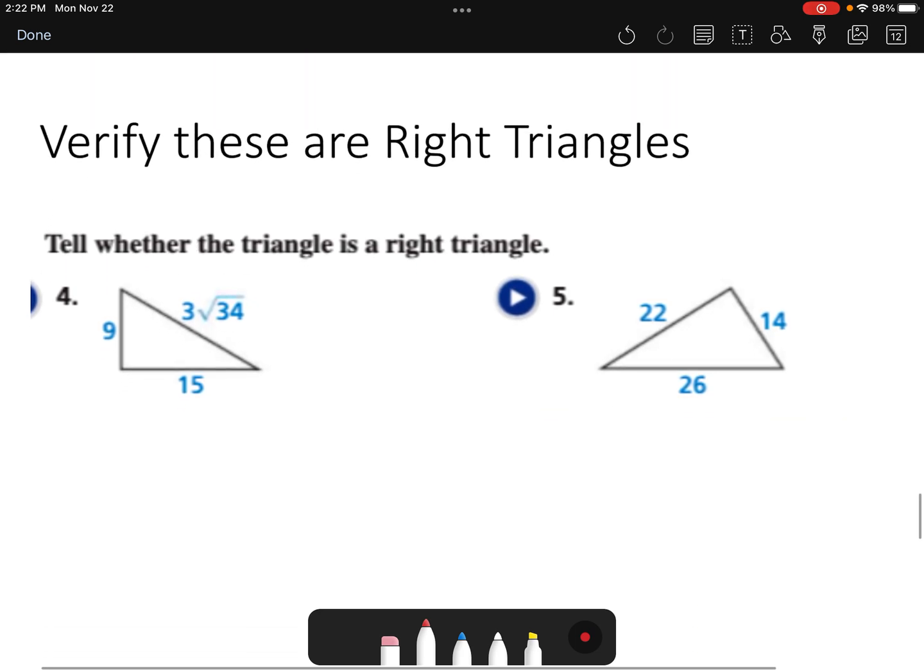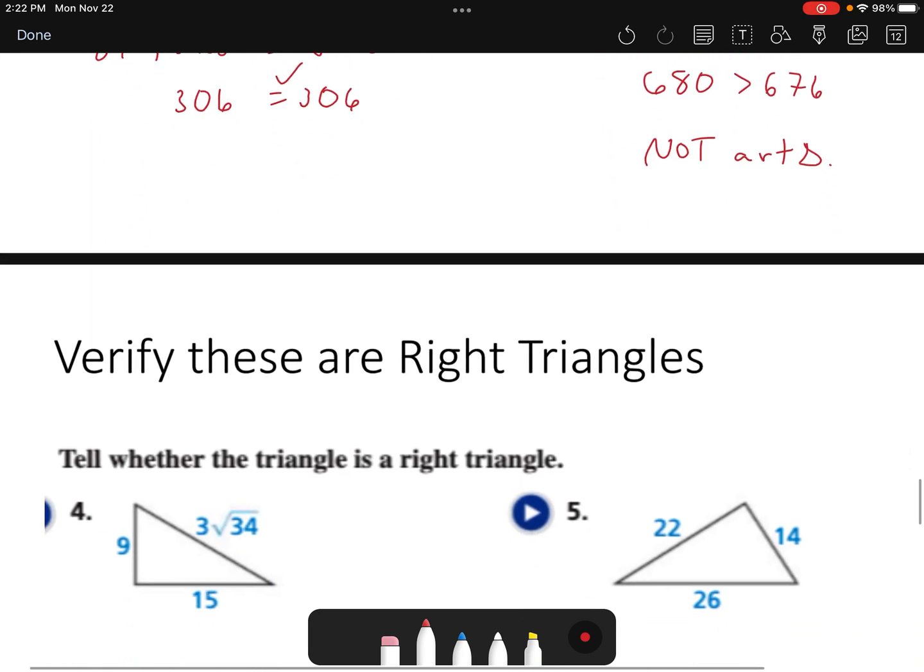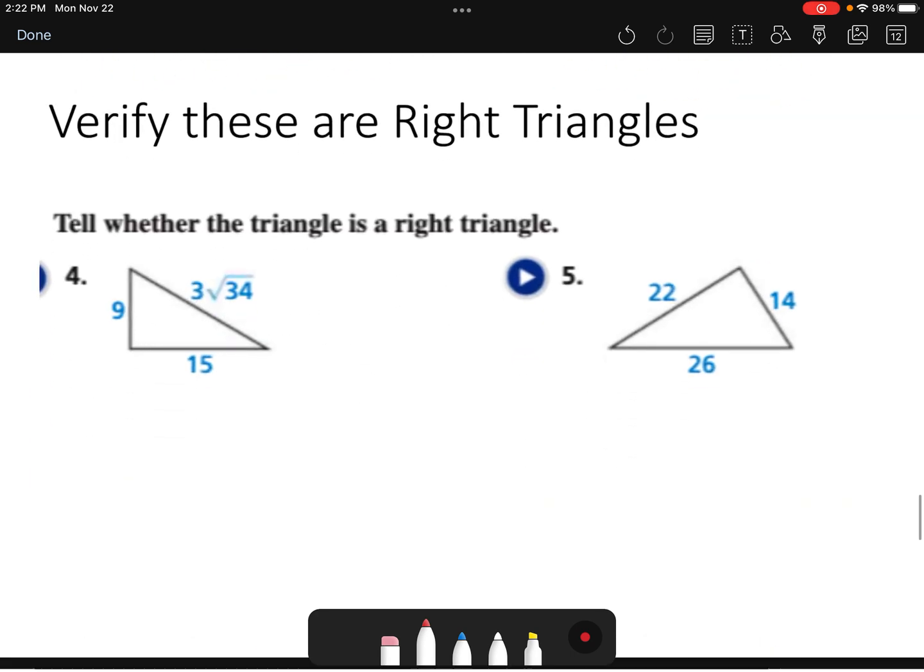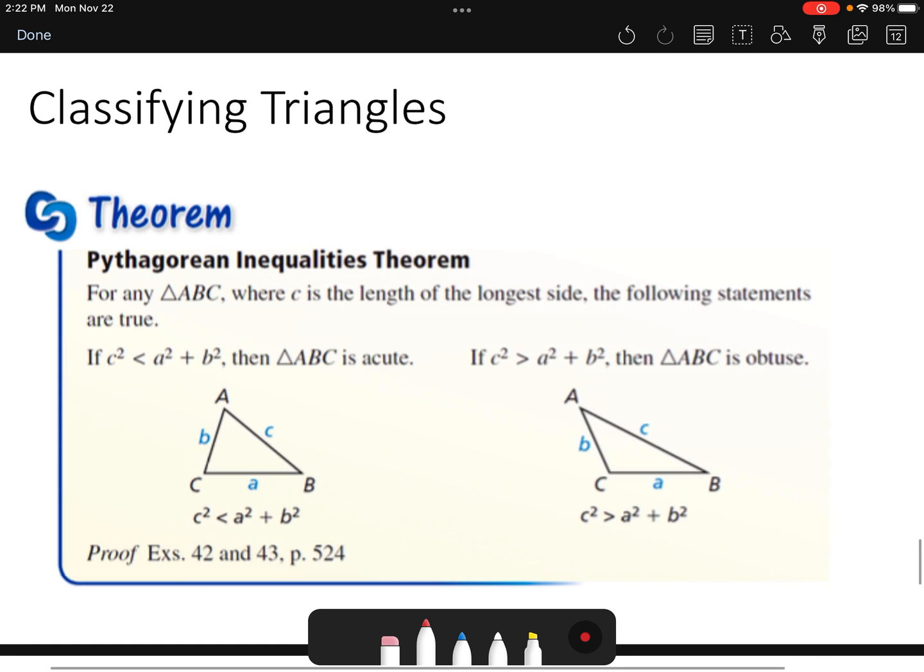Now, I want you to pause it. Oh, what do you know? That's the same slide. All right, good job. Same slide. Let's go to the next one.